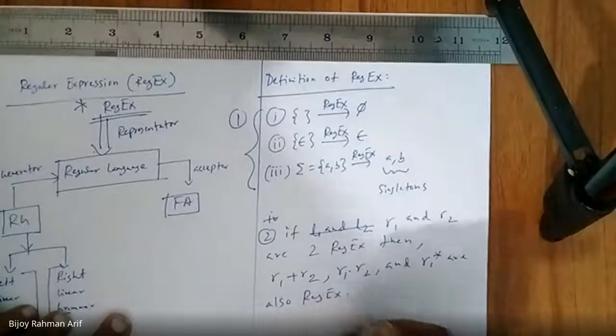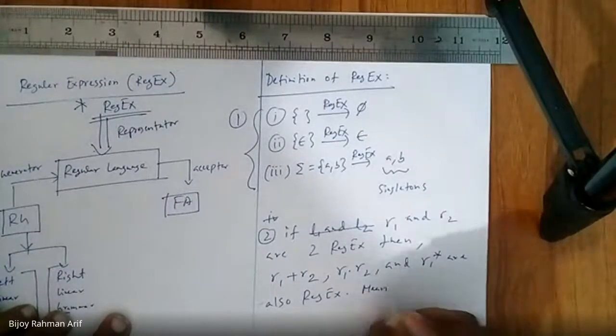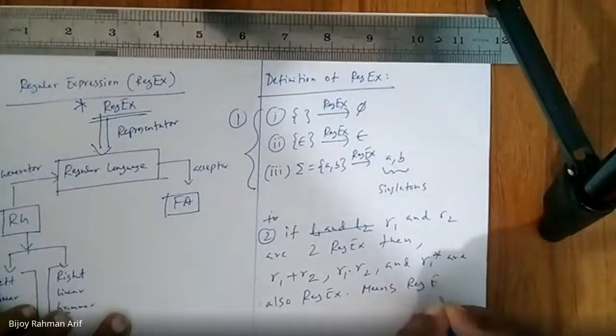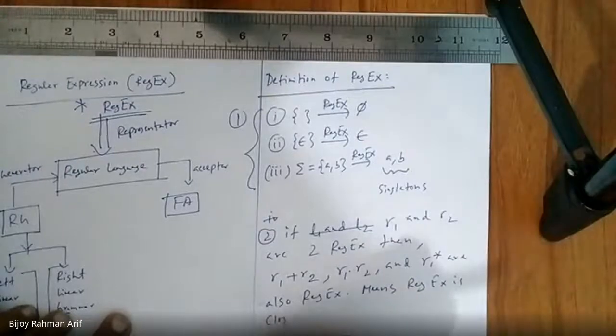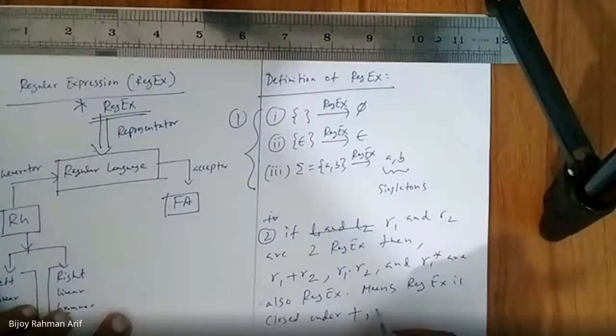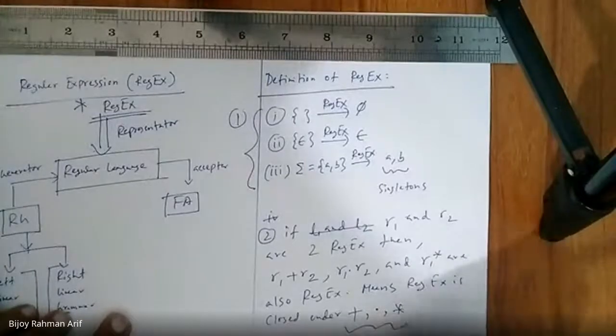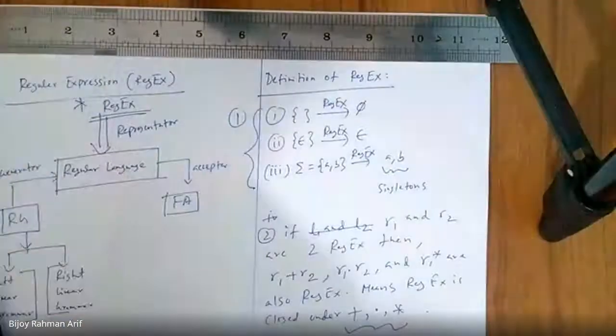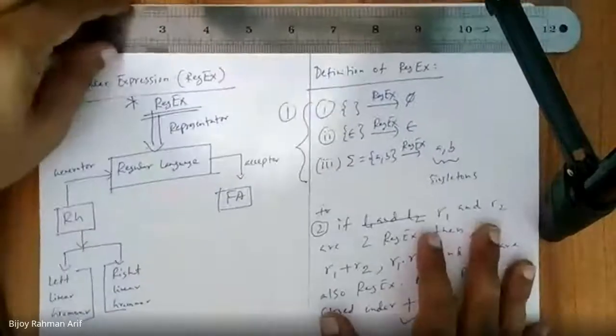That means regex is closed under union, concatenate, and star. Should we stop here today? We should stop here today. Too much is for today.